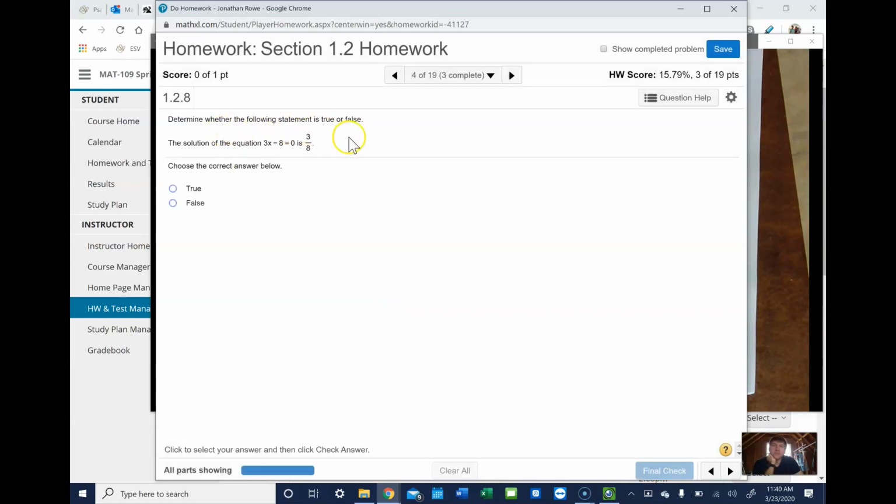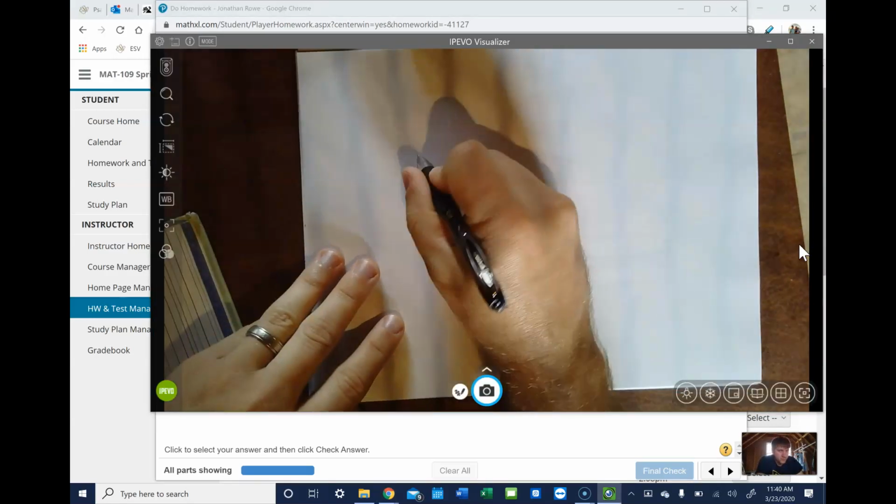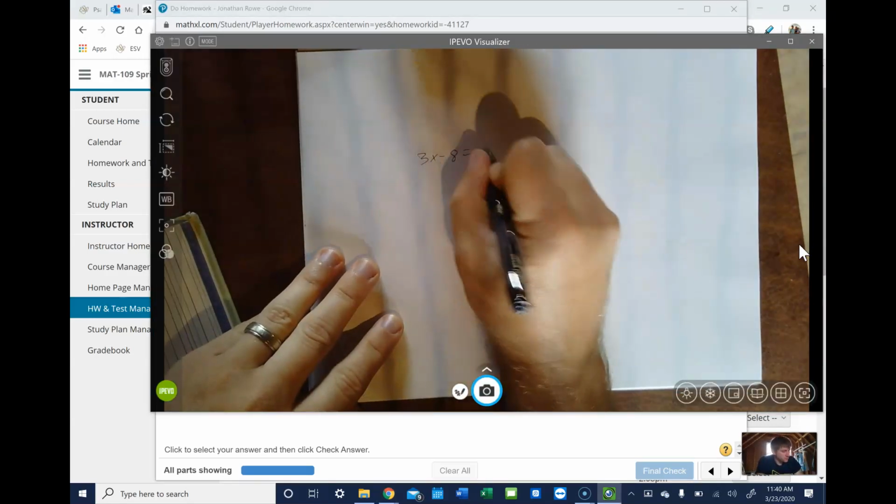Determine whether the following statement is true or false. The solution of the equation 3x minus 8 equals 0 is 3/8. Let's solve that equation by hand. 3x minus 8 equals 0.